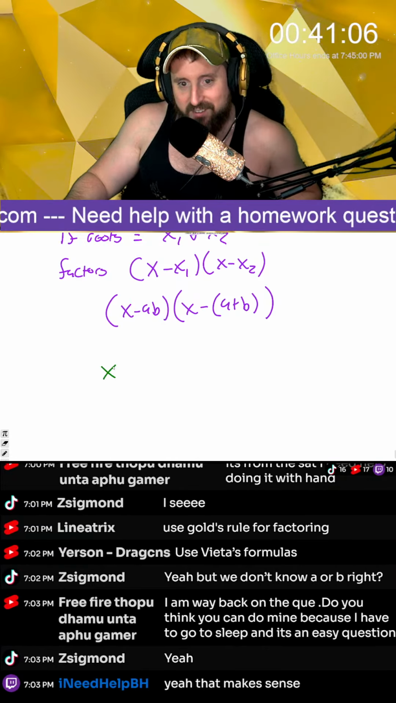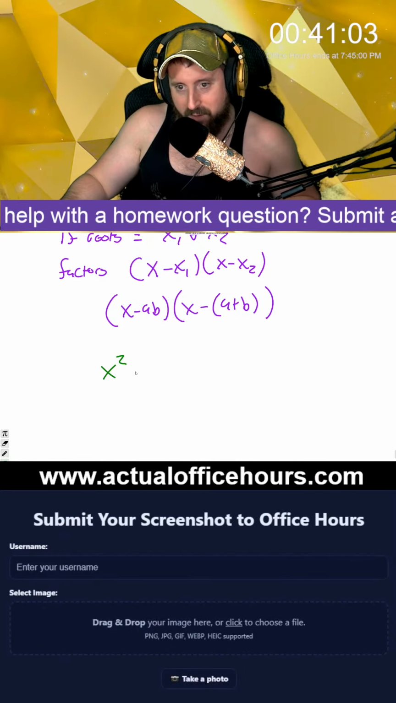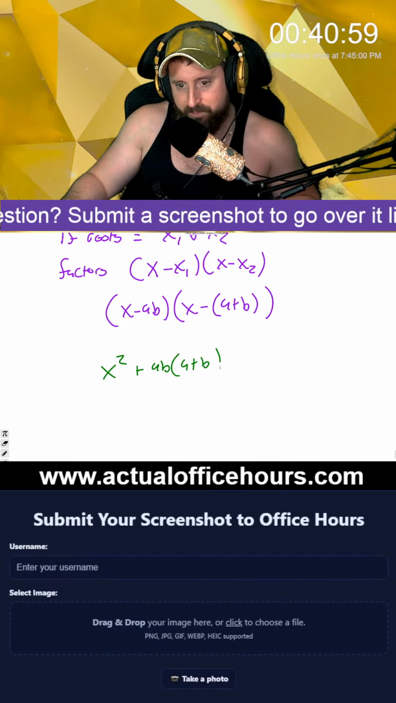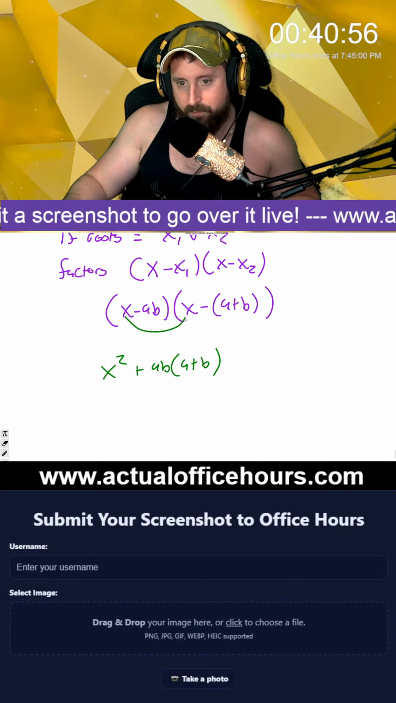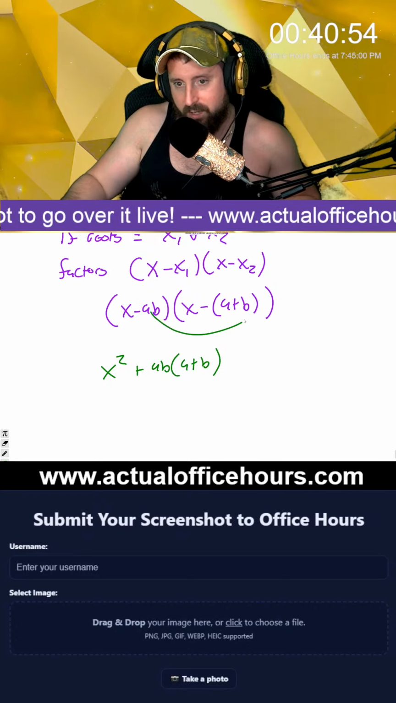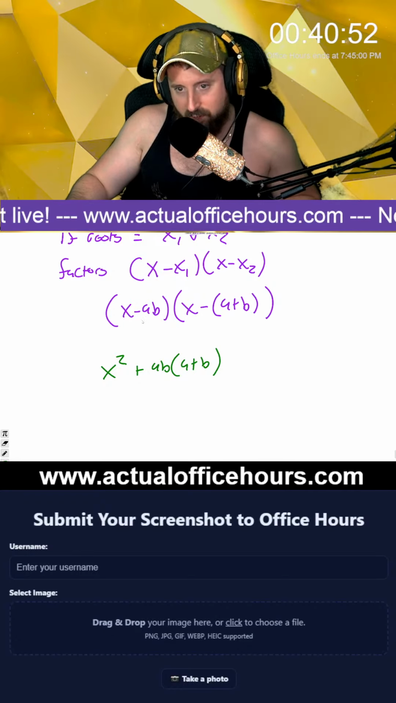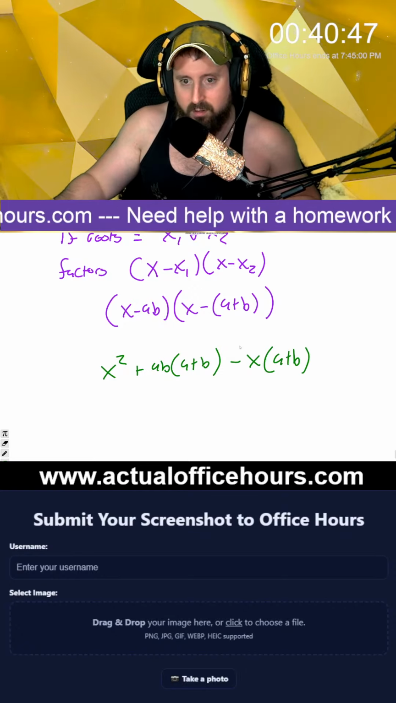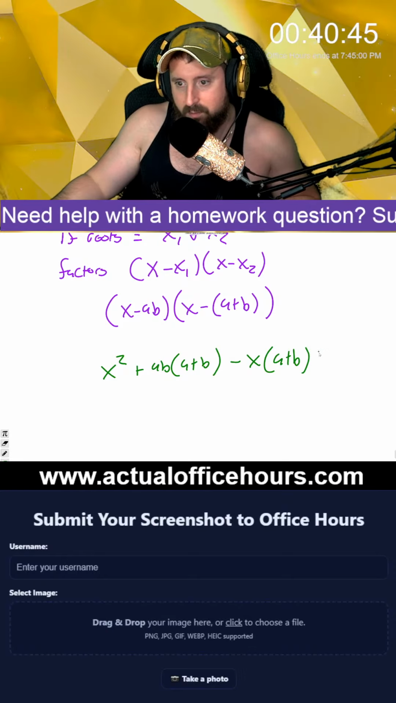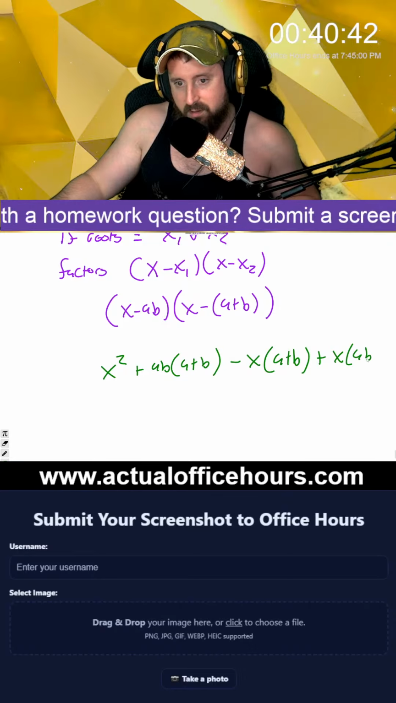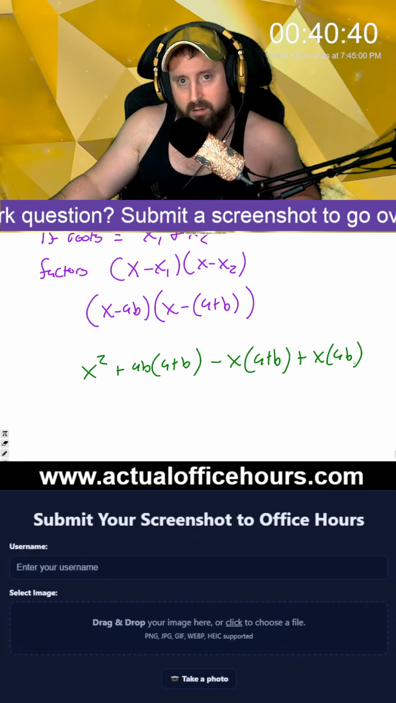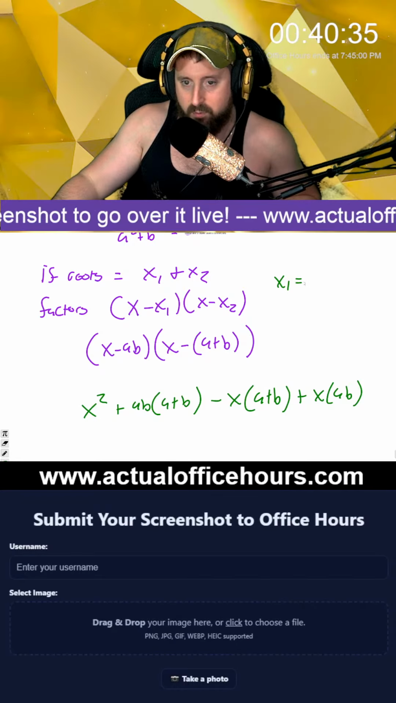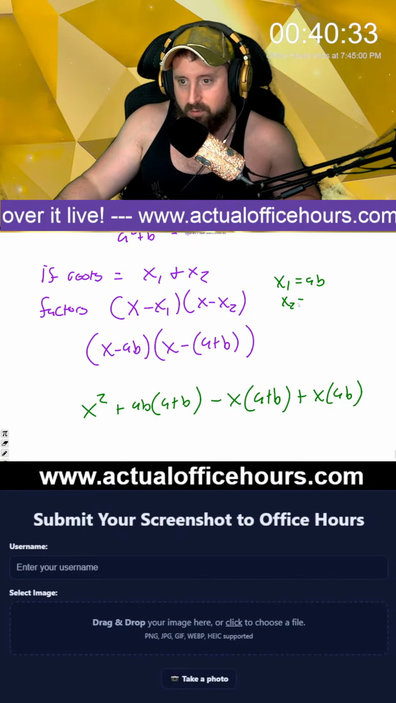I need help too. So this is X squared, and then it's going to be plus AB times A plus B. Right? So first, these two, and then I'm going to do this times this. So minus X times (A plus B), and then this one plus X times AB. Exactly. Yep. So say X1 is equal to AB, X2 is equal to A plus B.